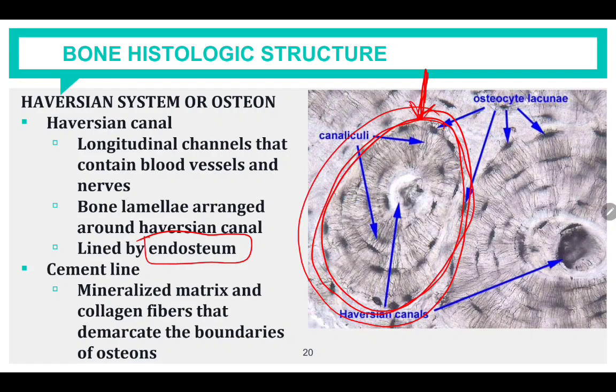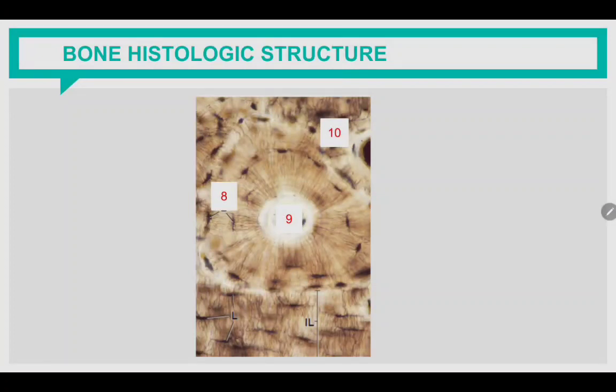Okay, so let's have a short picture diagram quiz. Let's identify. Okay? Yung number 9 dyan is your, if your answer is central canal, Haversian system, Haversian canal, very good, you are correct. Okay? Itong number 8, ito siya. If your answer is a lacuna or lacunae, since dalawang tinuturo niya, you are correct. Okay?